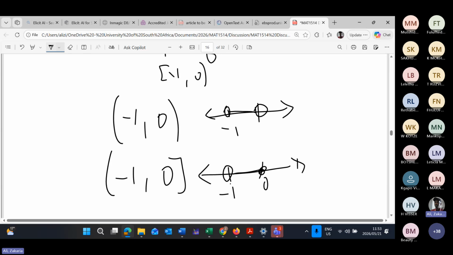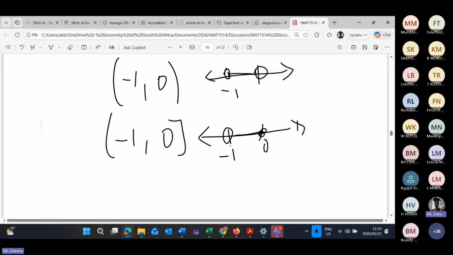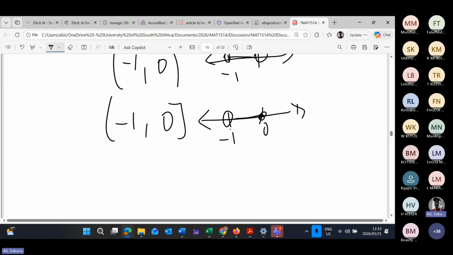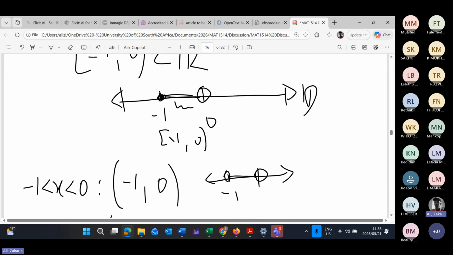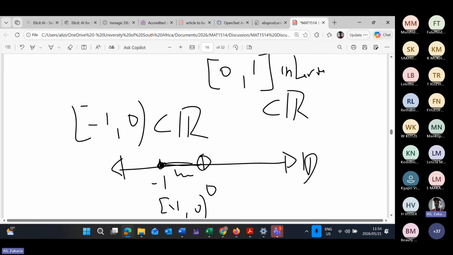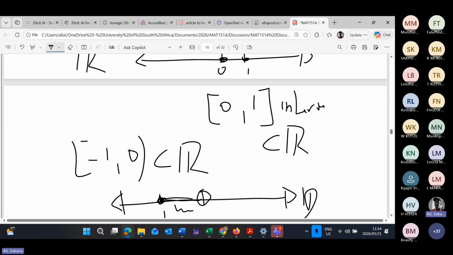Now the question is, how do you represent it in terms of x? In terms of x, here it means that x is in between -1 open and 0 closed. So -1 is strictly less than x, and x is less than or equal to 0. And then for the one above here, this one starts from -1 strictly less than x, strictly less than 0. And in the same way, for this one, -1 is less than or equal to x and x is strictly less than 0.